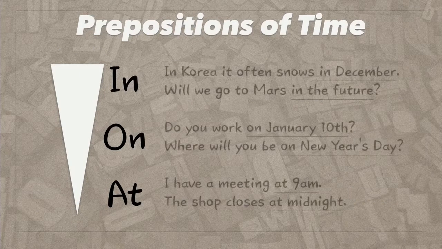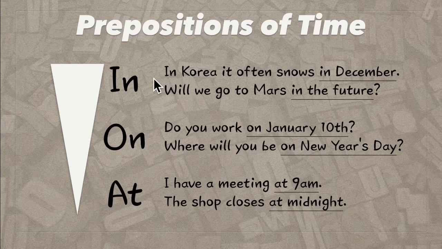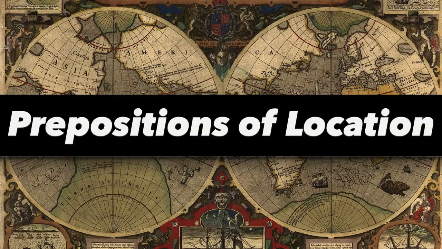More examples. In Korea, it often snows in December. And will we go to Mars in the future? Next, do you work on January 10th? And where will you be on New Year's Day? And finally, I have a meeting at 9 a.m. and the shop closes at midnight. Okay, good job. Let's talk about prepositions of location.